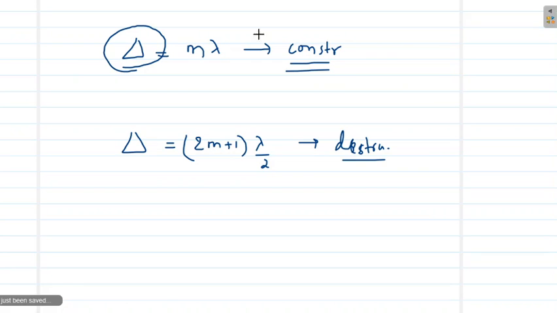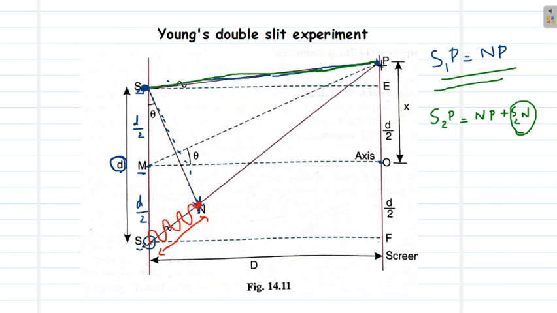So we can say that if S2N, which is the geometrical and optical path difference, is equal to m lambda, then we have constructive interference. Similarly, if this S2N is equal to (2m plus 1) lambda by 2, then it will be a destructive interference. So that will actually depend on the position of the point P.